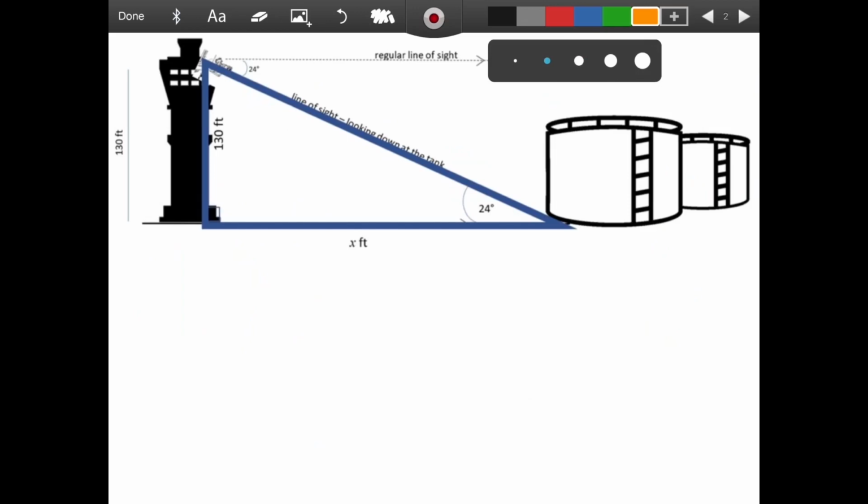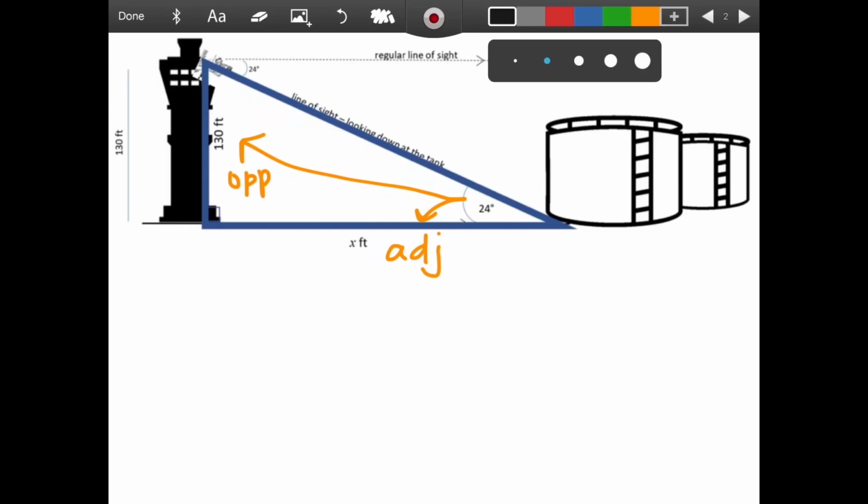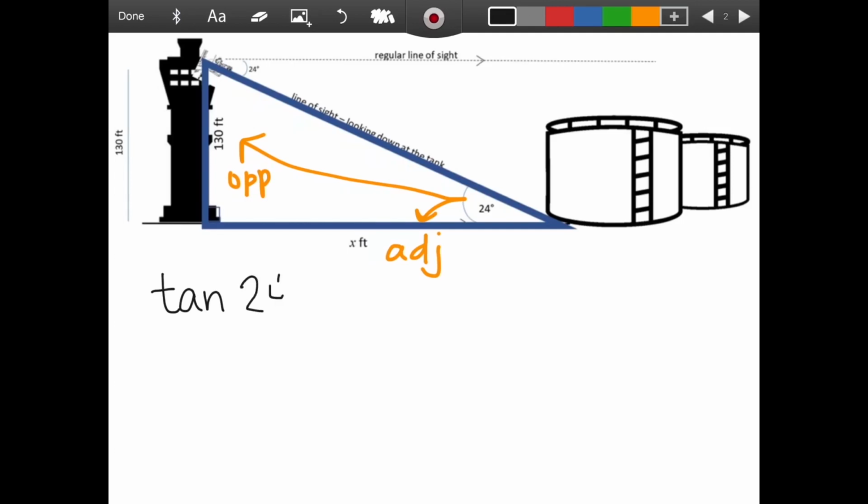So we've got to decide which trig ratio would work with this information. We have the opposite of the angle, and we're trying to find the adjacent. And so we're going to need to use the tangent ratio. So the tangent of 24 degrees is the opposite, which is 130, over the adjacent, which is x.